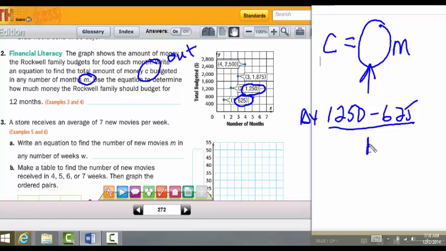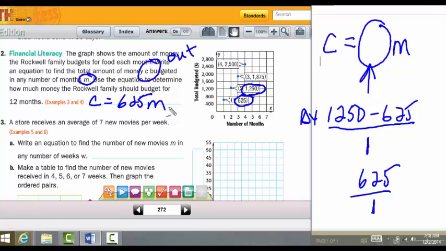So we have 1250 minus 625, and that calculates to 625, and we're going to put it over 1 just so we recognize that that's a slope. So in other words, we're rising 625 over 1, and that does indeed match our line here. So our equation is C equals 625M.